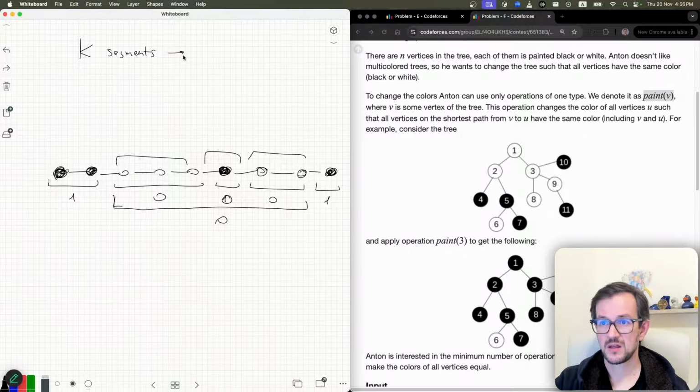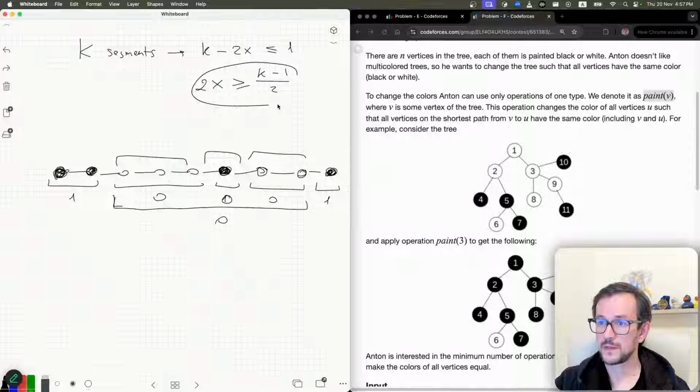Then you apply the operation some number of times. You have k minus 2x segments. Every operation removes 2 segments, and you need this number to be at most 1. So from here you can easily see that 2x must be greater or equal than (k minus 1) divided by 2. And that's basically the answer.